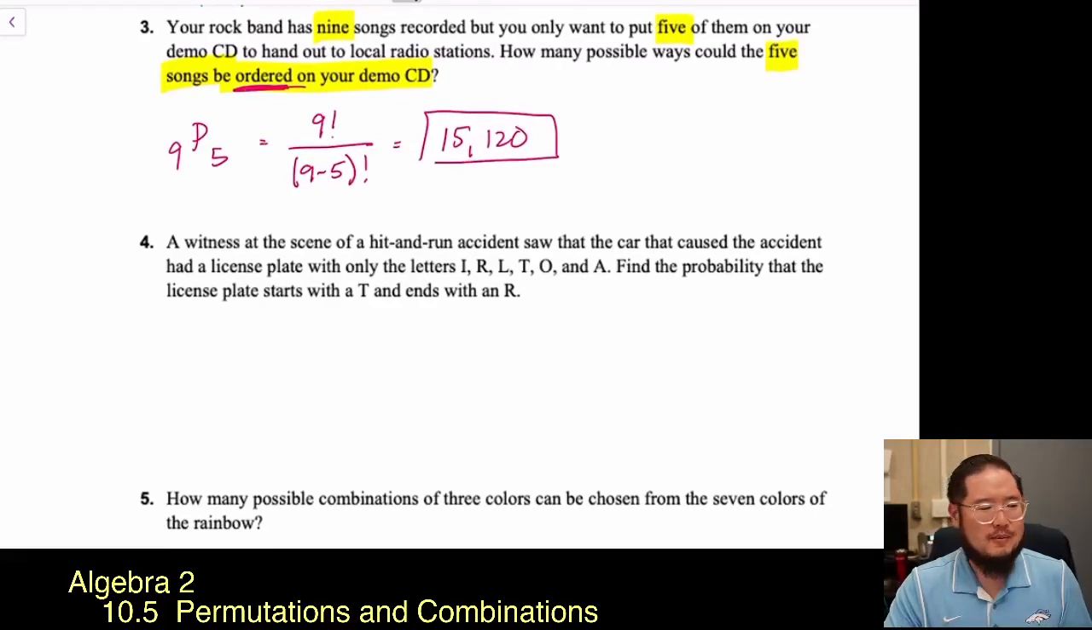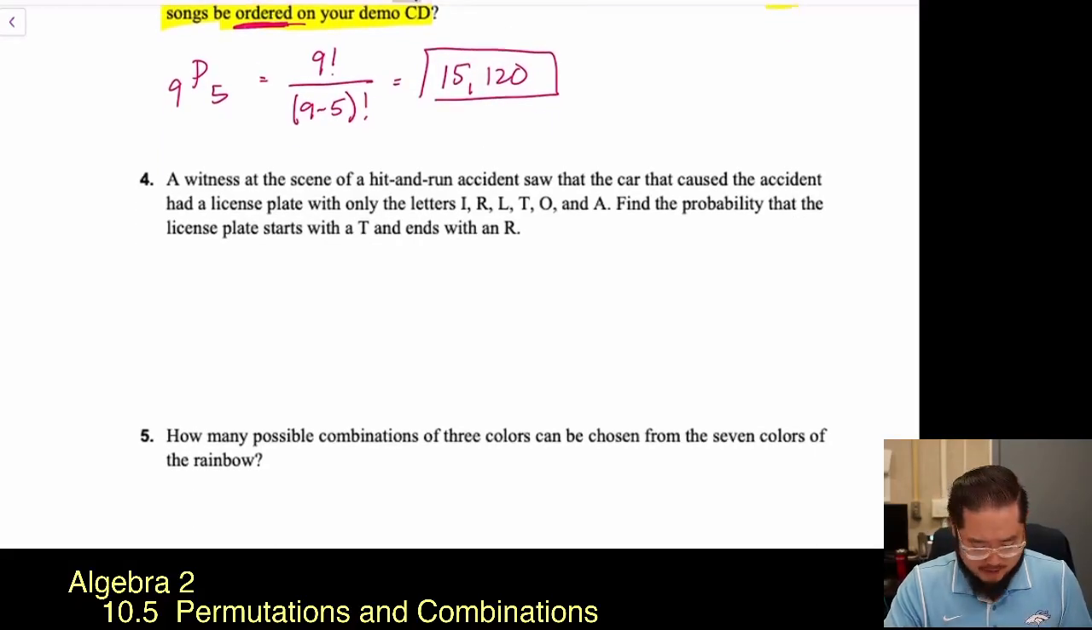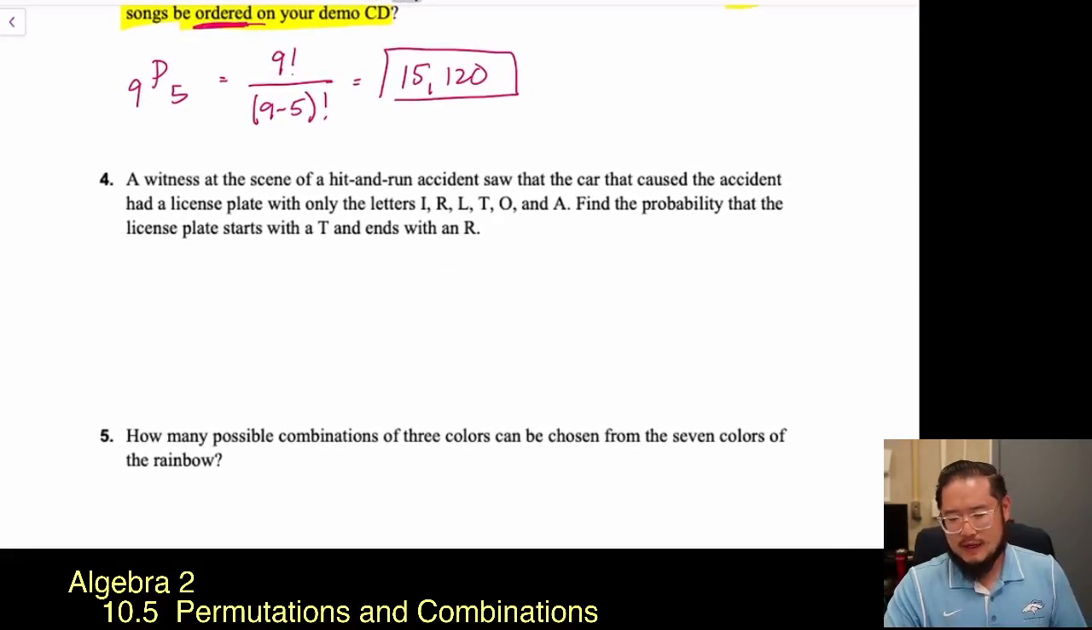Next up, let's go to problem number 4. Okay, we have right here the witness at the scene of a hit-and-run accident saw that the car that caused the accident had a license plate with only the letters I, R, L, T, O, and A. And it says find the probability that the license plate starts with a T and ends with an R.